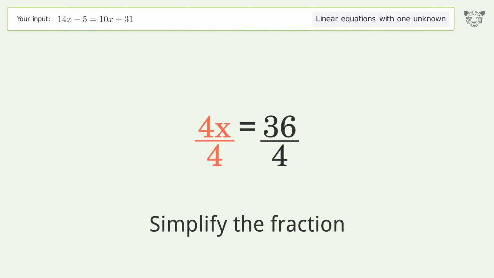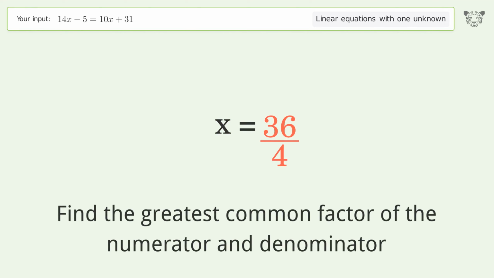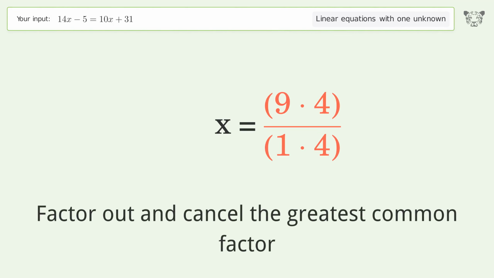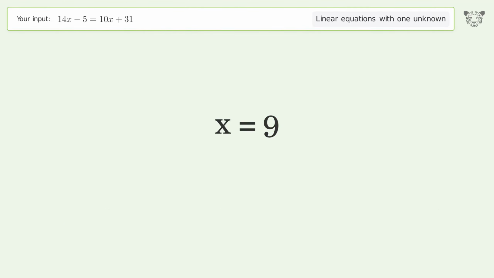Simplify the fraction. Find the greatest common factor of the numerator and denominator. Factor out and cancel the greatest common factor. And so the final result is x equals 9.